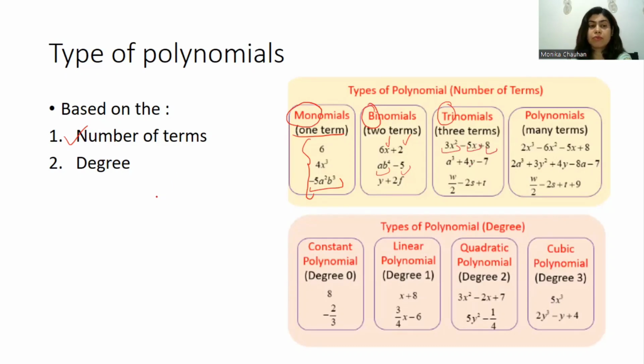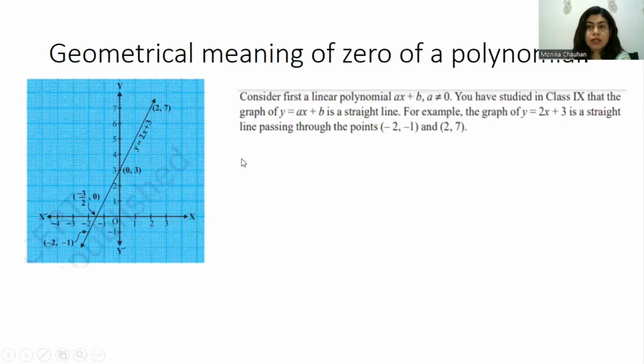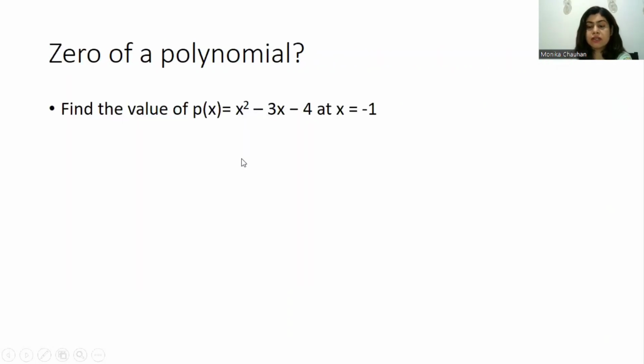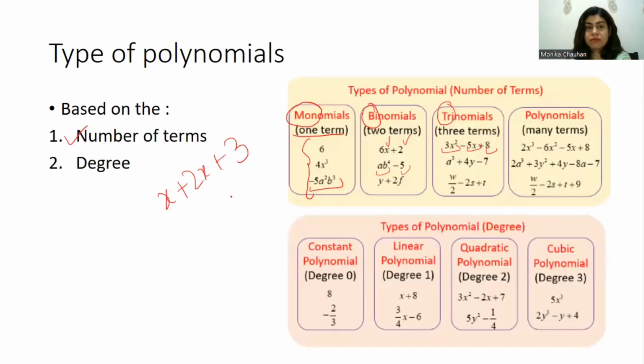Now let me give you an example. Suppose if I write x plus 2x plus 3, do you think you can consider this as a trinomial? No, not at all. You think that there are three terms? No. x and 2x, they are like terms. You can write them together as 3x plus 3. And 3x plus 3 means you have only two terms in it. So this is a binomial. Okay? 3x plus 3. And x is one variable.